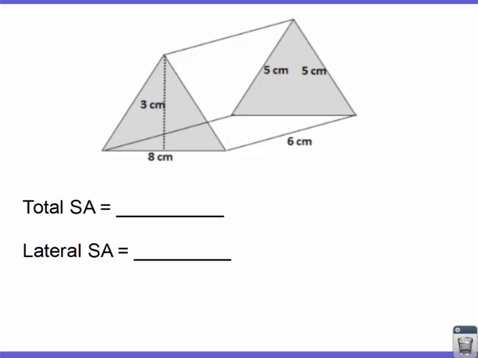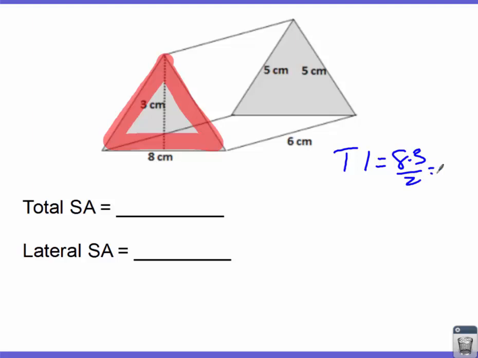Let's start with, since we're doing total surface area first, the triangles. The triangle that I'm looking at is this one right here. What are the dimensions of that? What do I need to know? Well, I need to know base times height divided by 2. So here's my base, here's my height, 8 times 3 divided by 2. So triangle 1 is 12. Now, if this triangle is 12, what's the other triangle going to be? It's also going to be 12. So triangle 2 is also 12.